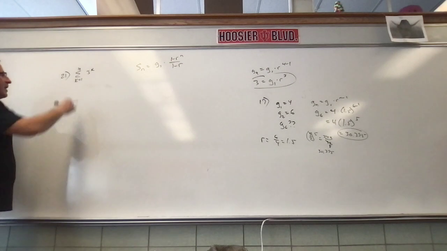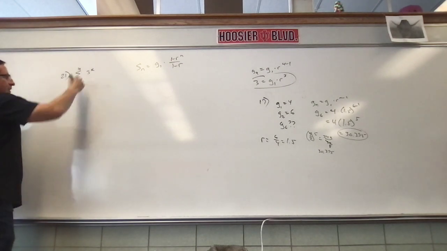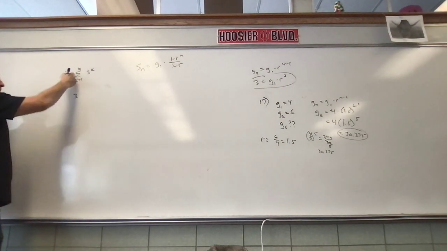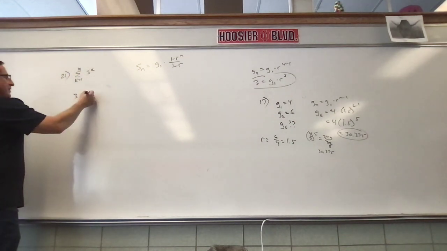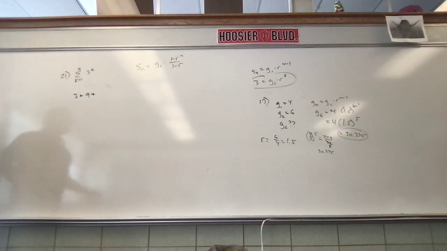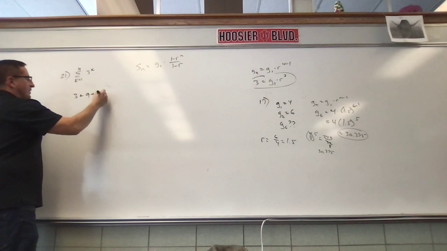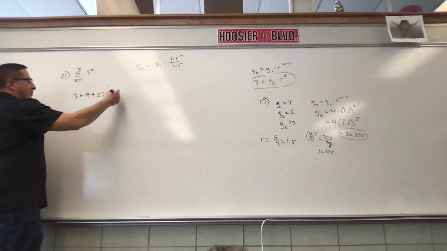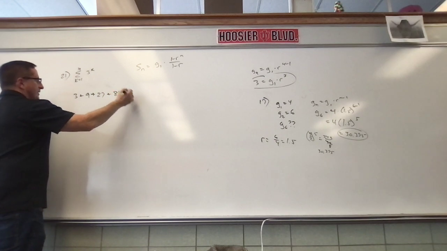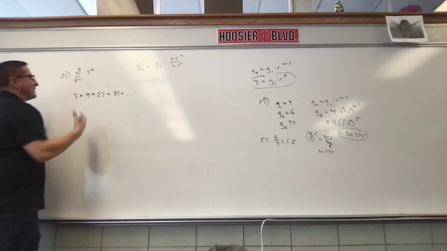So to find the first number, you plug in 1. 3 to the 1 is 3. Sigma means add, okay? To find the second number, you plug in 2. 3 to the second is 9. Plus, to find the third number, plug in 3. 3 to the third is 27. Plus, to find the fourth number, plug in 4. 3 to the fourth is 81. Plus, dot, dot, dot, it eventually ends. There's going to be 10 of them.